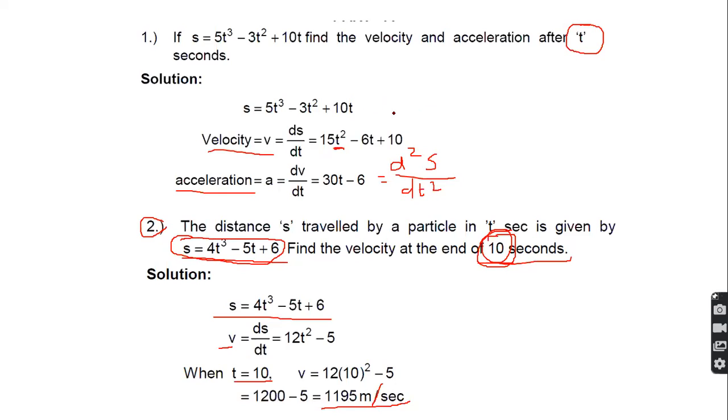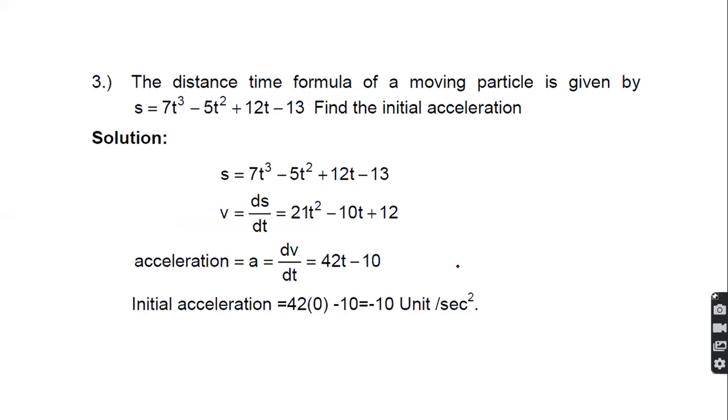This is the first problem, a very simple problem, finding the velocity and the acceleration. And the second problem is finding the velocity at a particular time. See the third problem. The distance time formula of a moving particle is given by s equal to 7t cube minus 5t square plus 12t minus 3. Find the initial acceleration. Acceleration is d square s by dt square. Initial acceleration means you have to substitute t equal to 0.